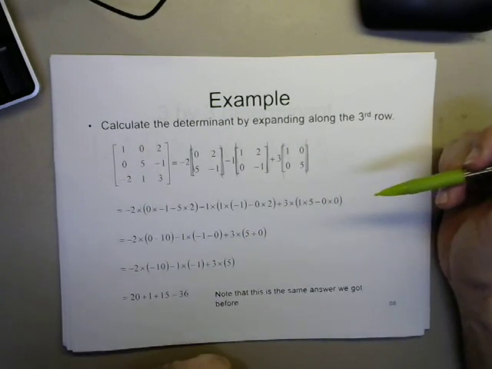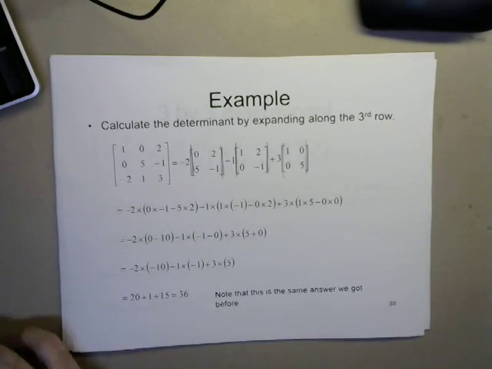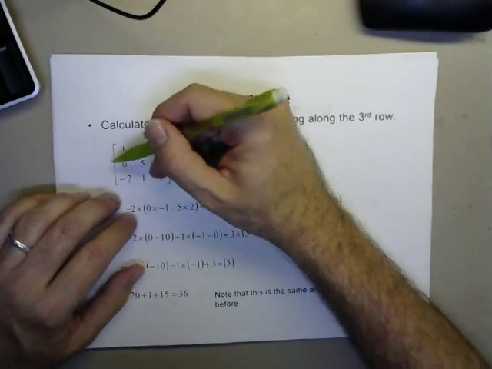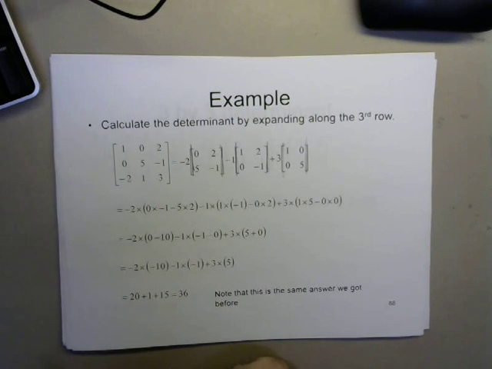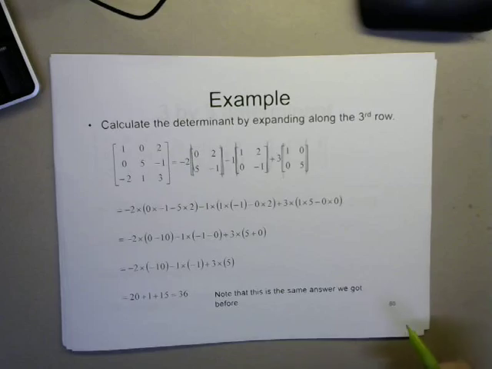And there are shortcuts for calculating determinants. Especially in the 3 by 3 case, there's a diagonalization method that you can use. But unfortunately, that does not extend to determinants of higher order. So if you have a 4 by 4 determinant, you can't calculate it that way. So just something to be aware of.